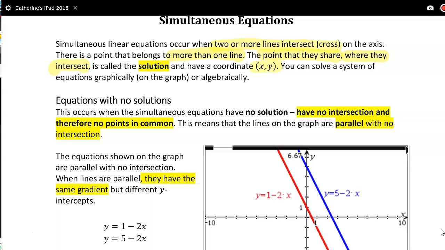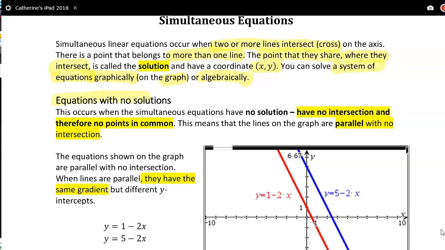And you can solve that system of equations, and that's what we call it when we have two or more equations. We can do it graphically, which is on the graph, or visually, or algebraically. We're going to start off doing it graphically on the graph. Drawing. So this means you are going to have to draw your graphs very, very accurately. So I hope you all have rulers. You should have. So let's talk about a few situations to begin with.